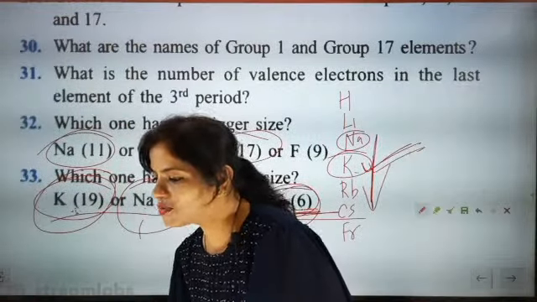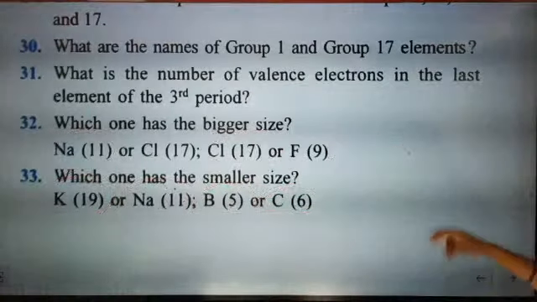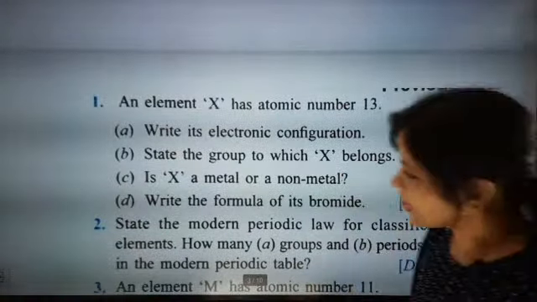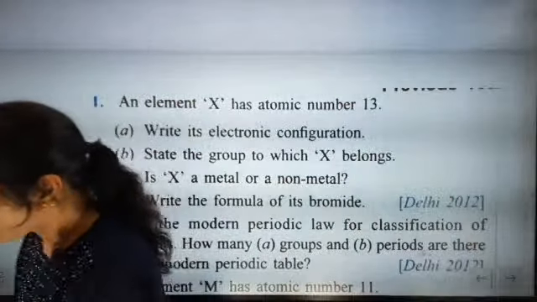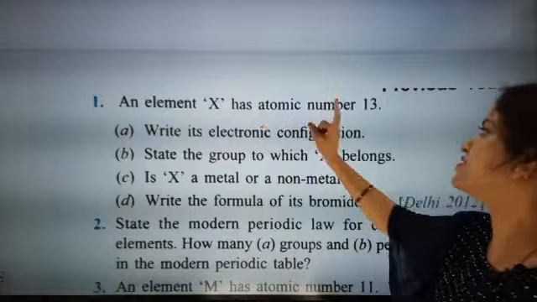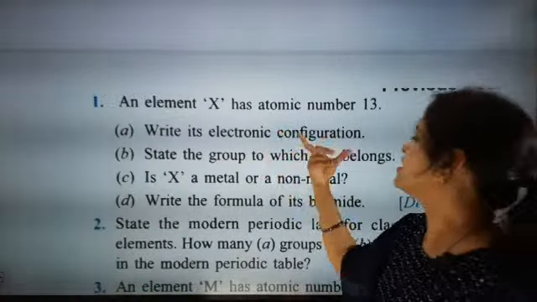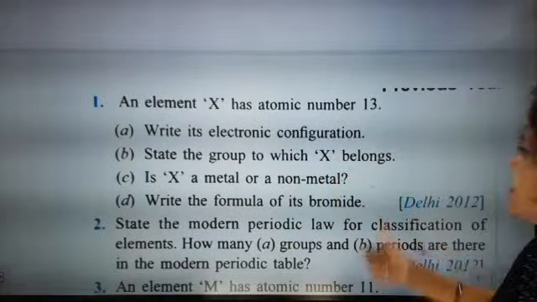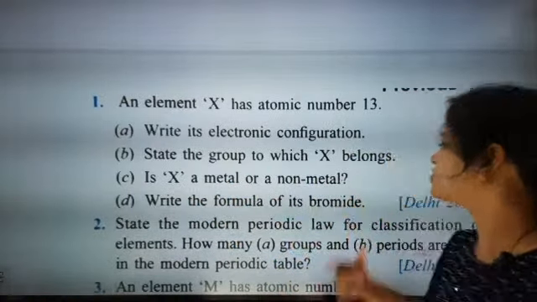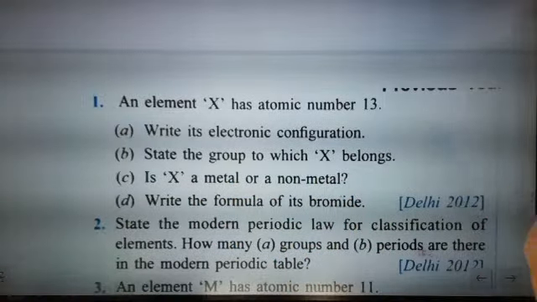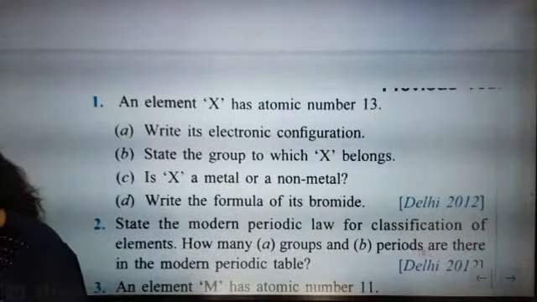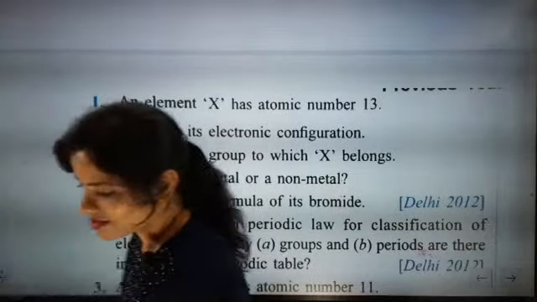Okay, so shall we go back to the questions? This type of question only I am expecting in the examination. First question is, an element X has atomic number 13. Write its electronic configuration. State the group to which X belongs. Is X a metal or non-metal? Write the formula of its bromide. I rest my case. Back to back 4 questions, 4 marks.